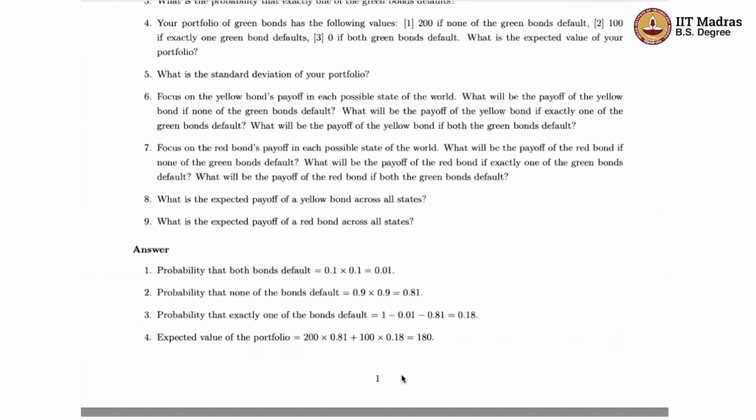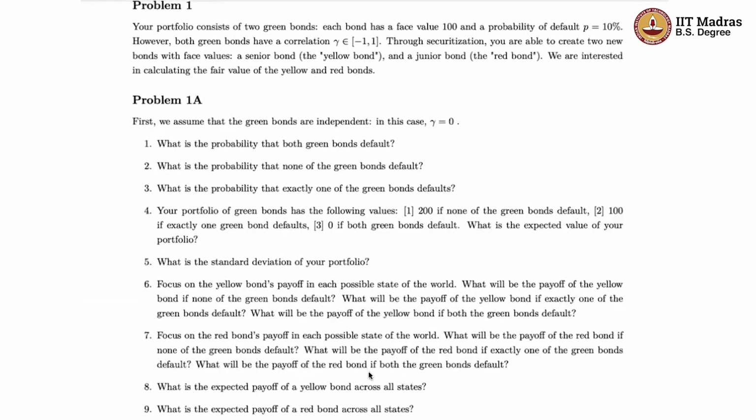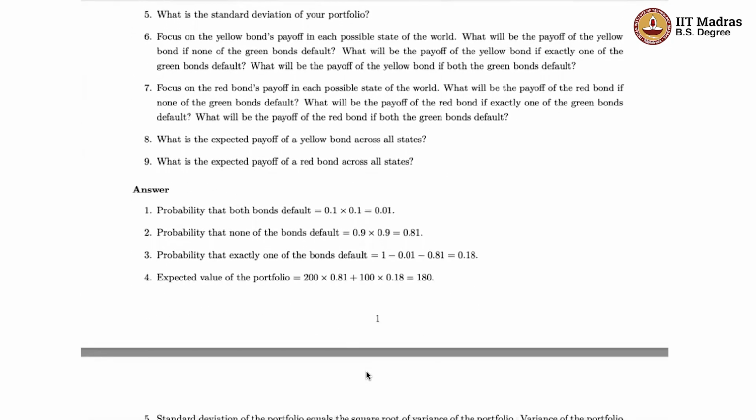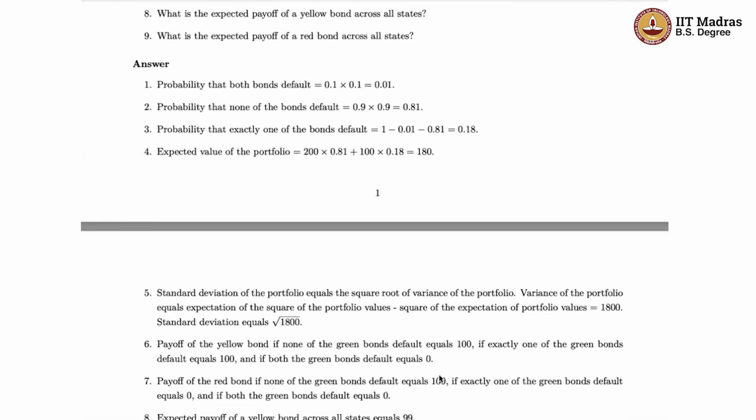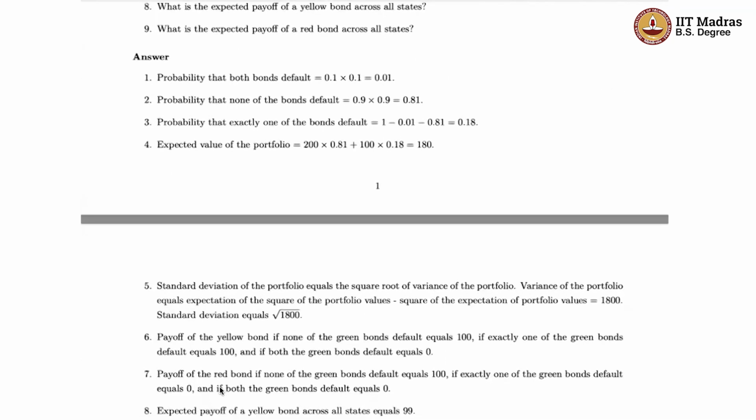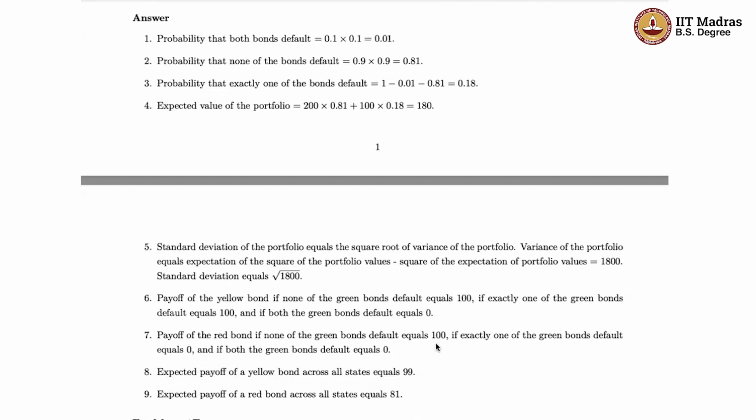We can go ahead and do the same calculation for the red bond, or the junior bond. Again, the trick is first to find out, in all the different states of the world, what is going to be the payoff to the junior bond, right? So here, if none of the bonds default, then the red bond is going to be paid out the full 100. But if at least one of them is going to default, which will be the case where exactly one defaults or both default, then the payoff to the red bond is going to be 0, right? So again, you can go ahead and do the calculation. Therefore, the expected payoff to the red bond in this case is going to be 81.